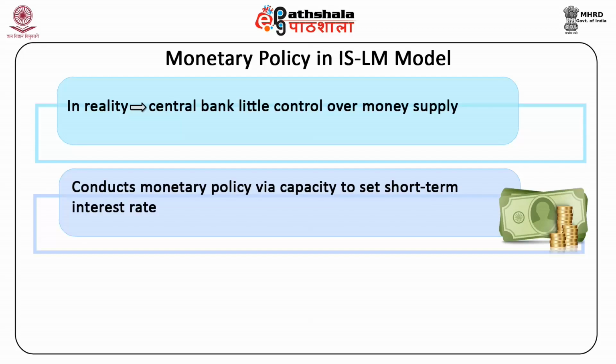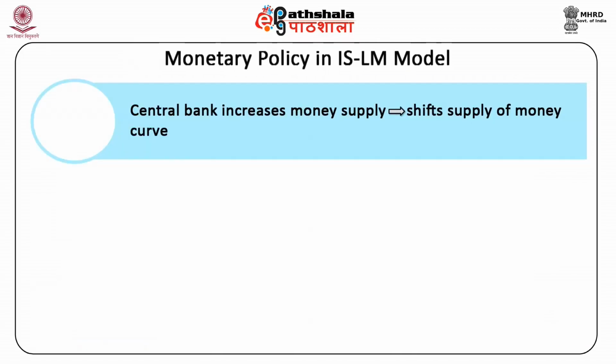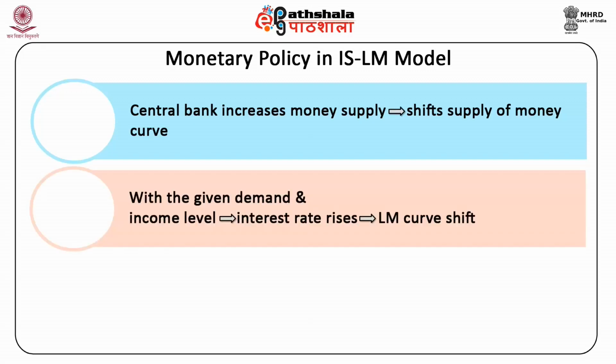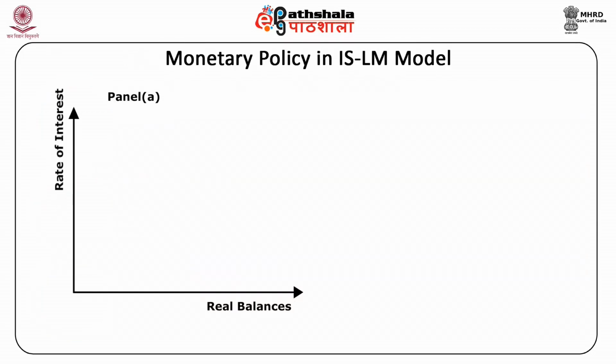However, in the ISLM approach, we keep on assuming that the money supply is exogenous and under the control of the central bank. Whenever the central bank increases the money supply, it shifts the supply of money curve. With the given demand for money and income level, it leads to a fall in the interest rate, leading to the shift of the LM curve. Monetary policy changes are thus represented in the ISLM framework by shifts in the LM curve. Now, we will see the effect of monetary expansion in the ISLM model.